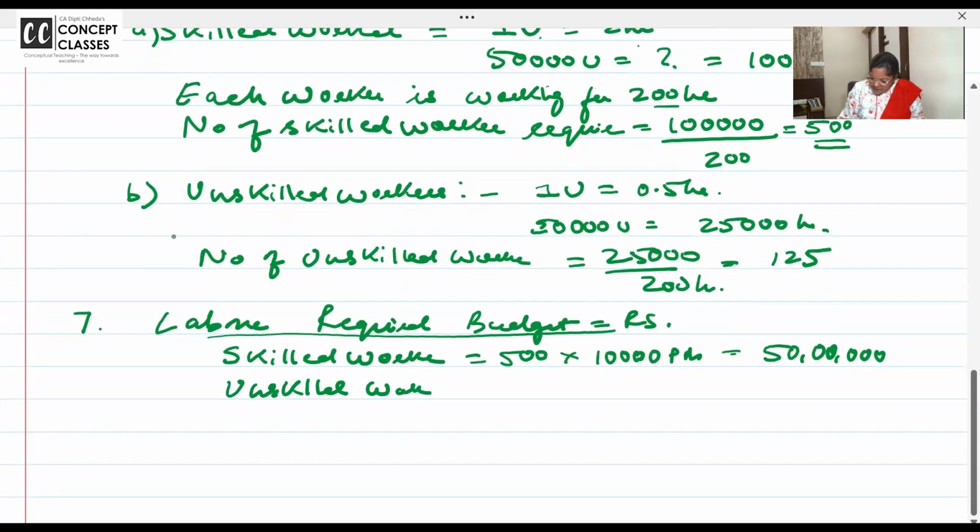Unskilled workers, how many are required? 125. They are paid 6,000 each per month. 125 into 6,000.